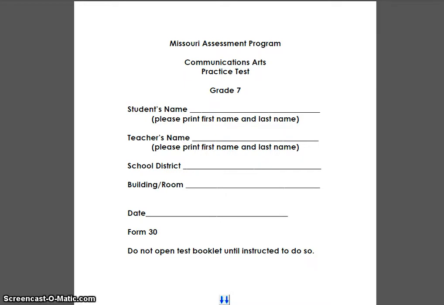The first thing that I want you to do, you should have your MAP practice test in front of you. Go ahead and put your first and last name in the blank. So I'll go ahead and write mine in the blank. And then where it says teacher name, I want you to go ahead and put Miss Ryder. So you should have your first and last and then Miss Ryder as your teacher.